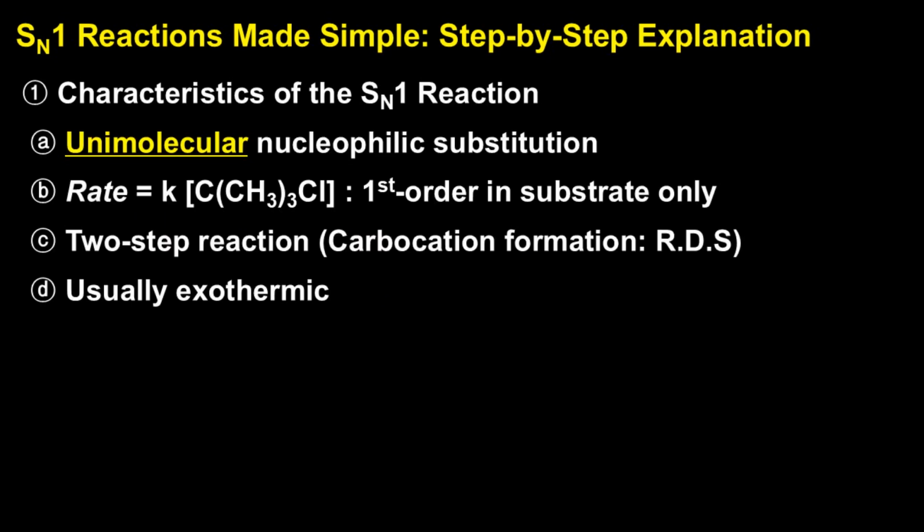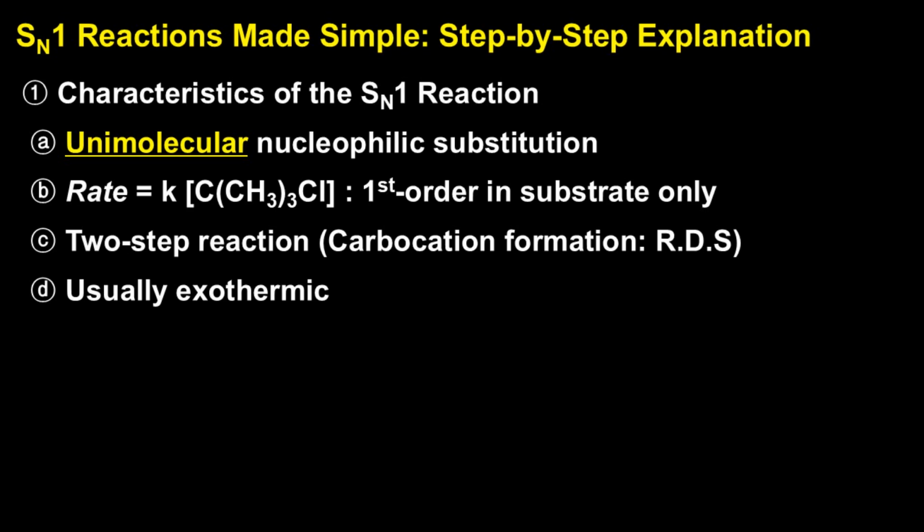Now let's go over the key characteristics of an SN1 reaction. First, it's called unimolecular nucleophilic substitution. That just means the rate-determining step involves only one molecule, the substrate, which also acts as the electrophile. So the rate law looks like this. Rate equals k times the concentration of tert-butyl chloride. Only the substrate matters. That makes it a first-order reaction overall.